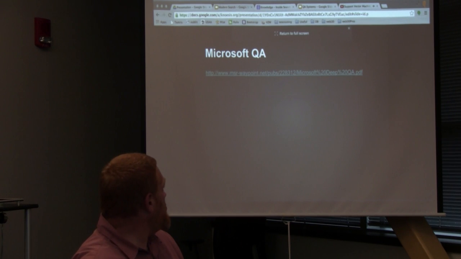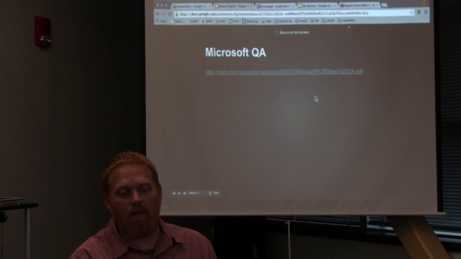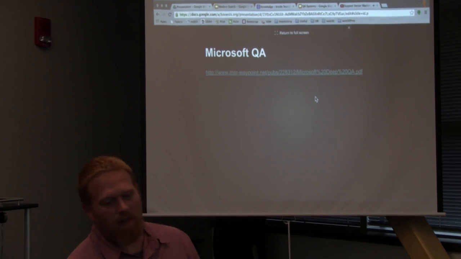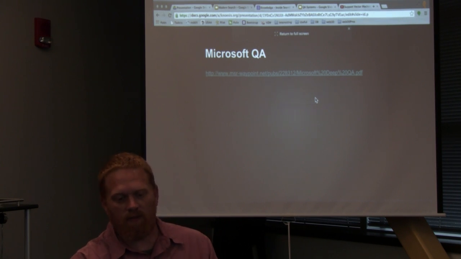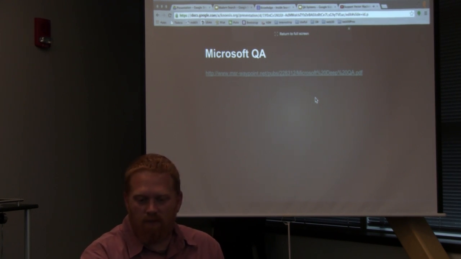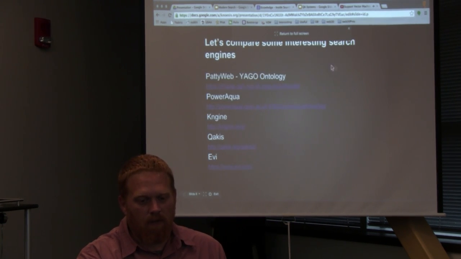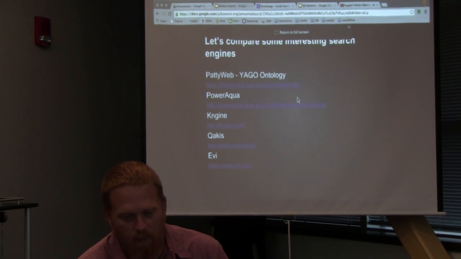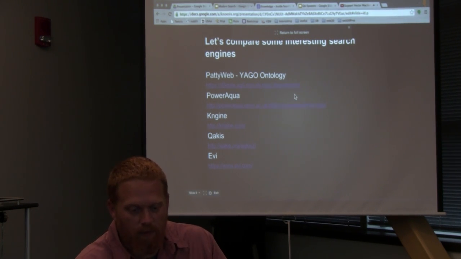This is a paper involving Microsoft's question answering service. So this is basically Bing, and how they process your natural language query to produce the answer. It's not terribly different from what I gave in the first set of slides, but it's an interesting read if you are interested and have time. So we're going to play around with some search engines here, and I'm going to do a couple of queries to show you where these question answering systems perform well compared to Google and where Google wipes the floor with them.